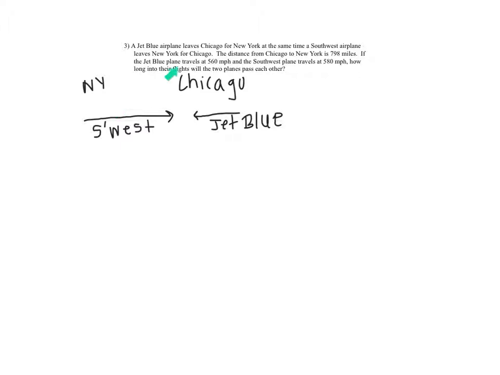And JetBlue is 560 miles per hour. Southwest is 580. So Southwest is a little faster. In a given amount of time, the Southwest plane will have flown farther. So I'm showing this line longer than the JetBlue line.